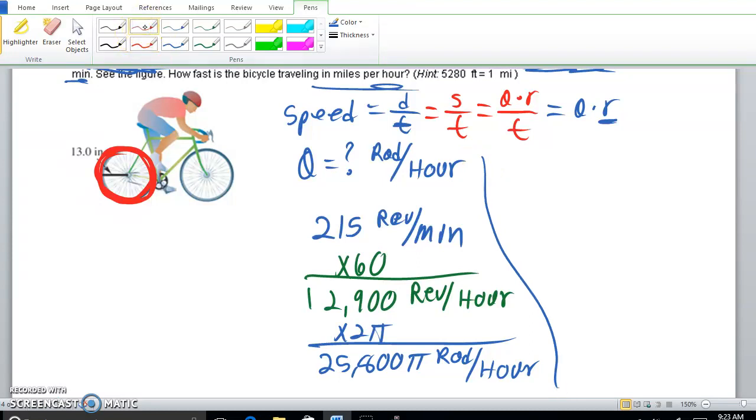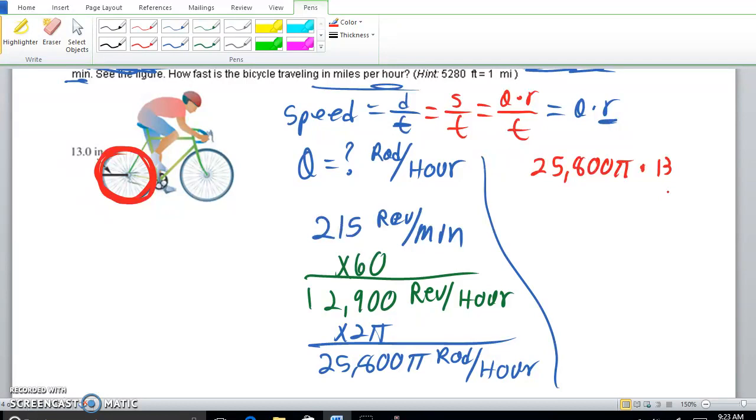So the speed of the bike right here is theta times the radius. So we're going to take 25,800 pi, and we're going to multiply that by the radius, which was 13. So the thing is here, we're about to get the speed of the bike in inches per hour. So we're going to have to do a lot more conversions in a second.